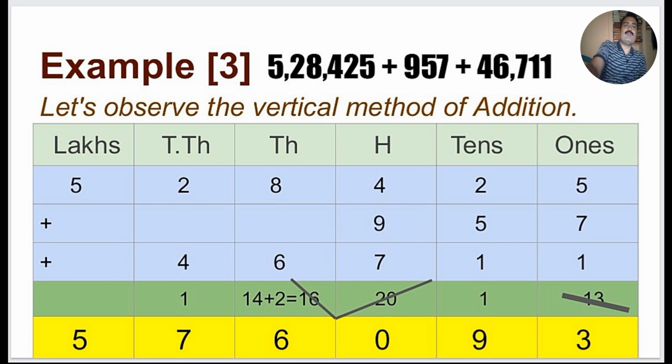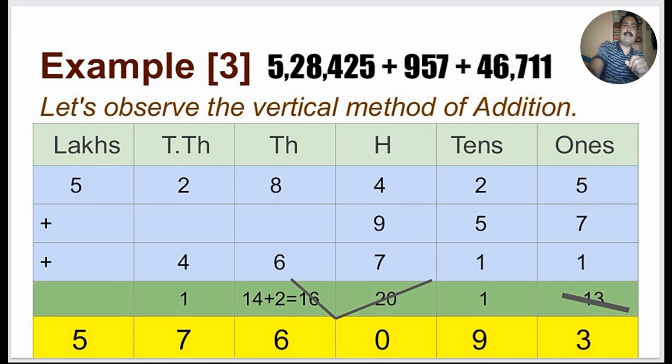Now let's move towards the 1000 column. 8 plus 6 we get 14, and to that 14 we add 2, so 14 plus 2 we get 16 there. And now for 16 we write 6 as the answer and 1 is taken as a carry into the next addition in the 10,000 column.